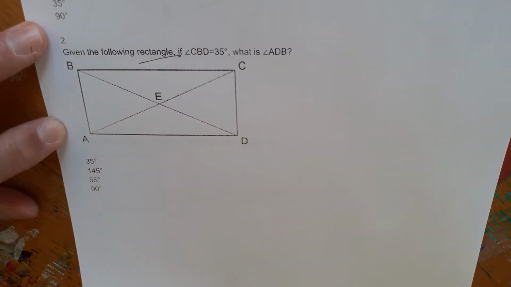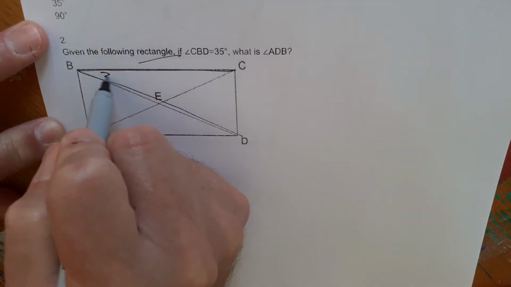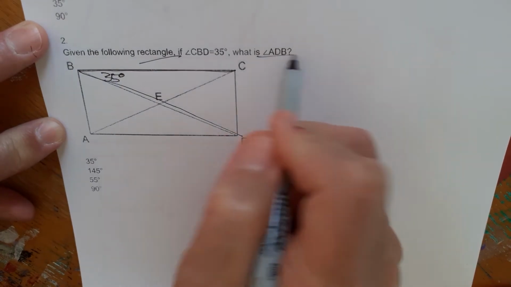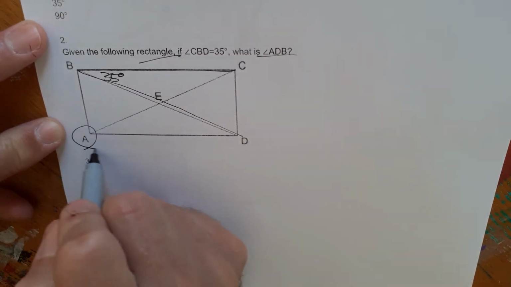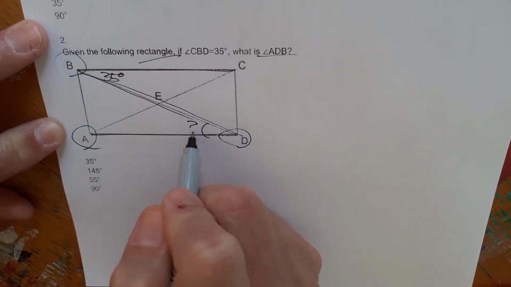They're telling us it's a rectangle. They're doing CBD again, and I'm a little bit faster now because I already did it. I know this is 35 degrees. They're saying, what's angle ADB? So let's trace that out. ADB is this one here. So they want to know this one, question mark.